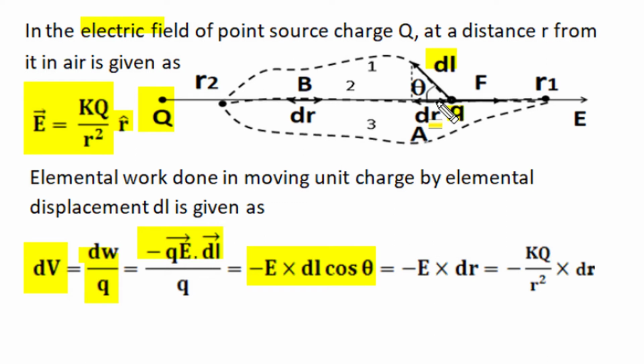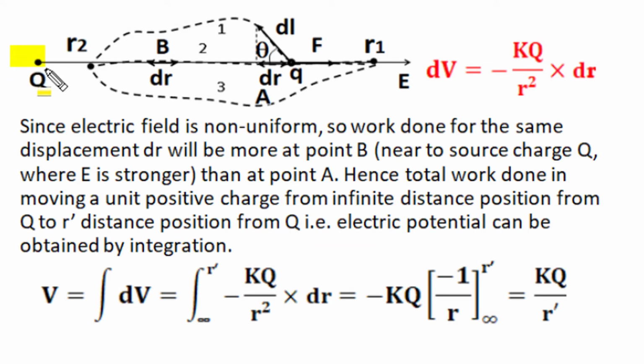dl cos theta is the displacement component opposite to the direction of the electric field, and along this radial line we call it dr, and in place of electric field intensity at distance r we can write this relation kQ upon r square. And if we see here, the amount of work done in this dl displacement or this dr displacement is the same, but the same dr displacement at A and B involves different amounts of work. So for a positive point source charge capital Q, at distance r from it the electric field intensity is kQ upon r square radially outward, and elemental displacement dl involves elemental potential difference dV, and it is minus E dr, where E is kQ upon r square.